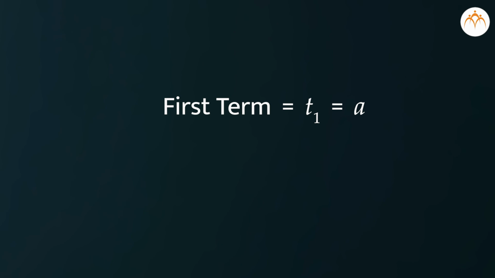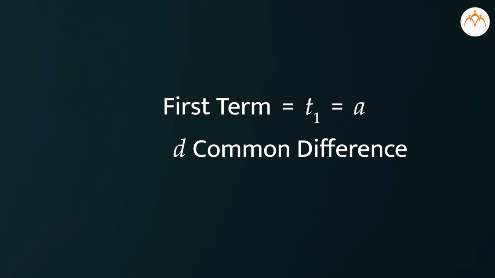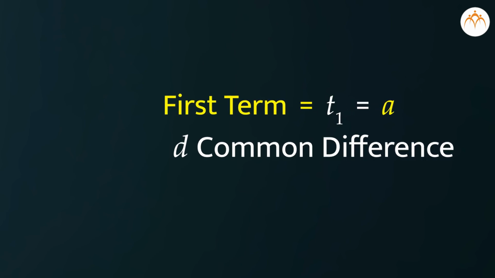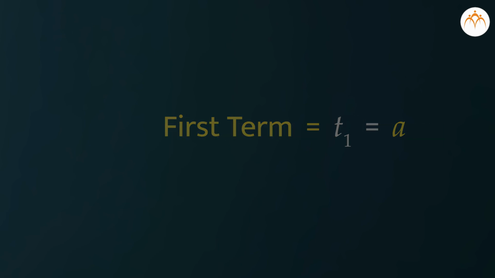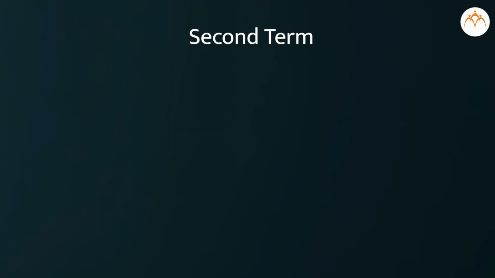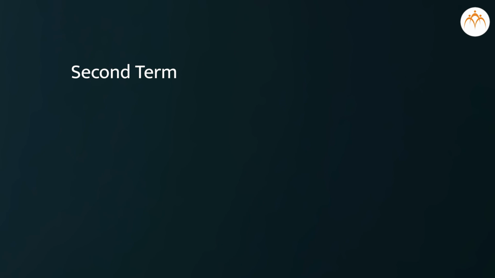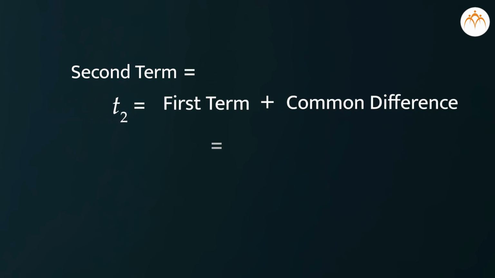For this, we need to examine how the arithmetic terms are formed. Now suppose the first term T1 equals A and the common difference is D. Adding the common difference D to the first term gives us the second term. Therefore, the second term T2 is equal to the first term plus the common difference, which is A plus D.